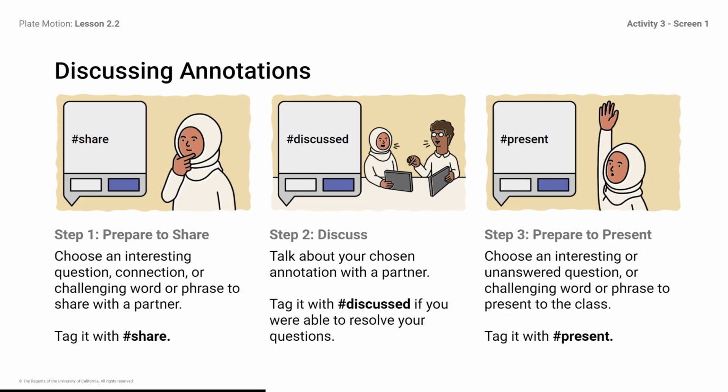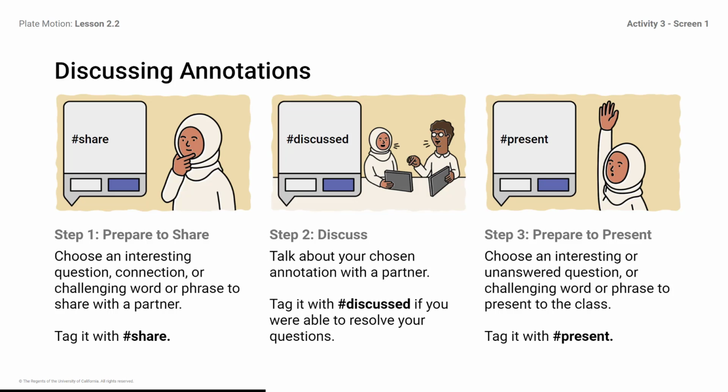Discussing Annotations. Step 1, prepare to share. Choose an interesting question, connection, or challenging word or phrase to share with a partner. Tag it with hashtag share. Step 2, discuss. Talk about your chosen annotation with a partner. Tag it with hashtag discussed if you were able to resolve your question.